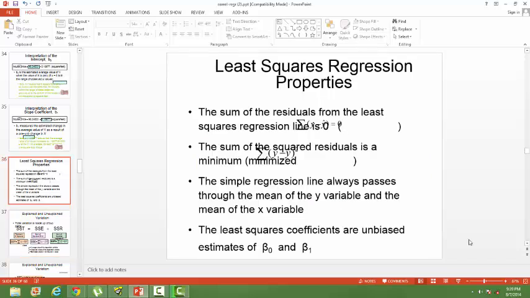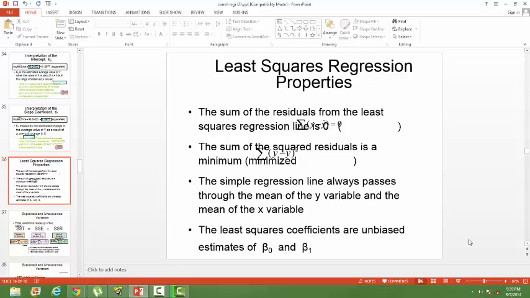Well, there are some more properties. As I said, the sum of the residuals should be equal to 0. Okay. And there is another property about the regression line. The regression line always passes through the mean of the y variable and the mean of the x variable. That means it passes through the mean. It passes through the middle of the observations most of the time.